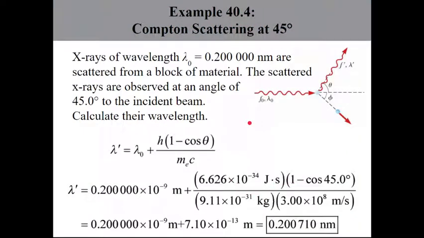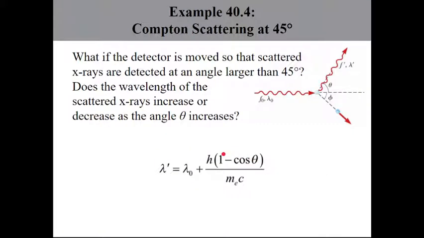Then here, just another textbook example, just showing you that you can find the answer. A lot of the time, the wavelengths are going to be really small, so be careful with units. And it's just asking now, okay, what if the scattering angle is bigger than 45 degrees? What happens to the wavelength?